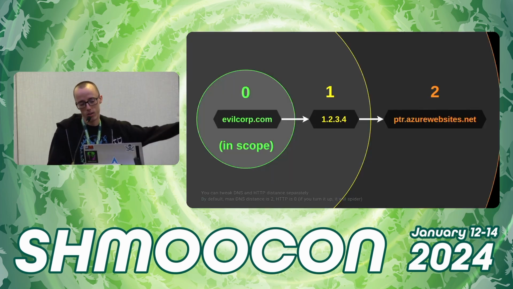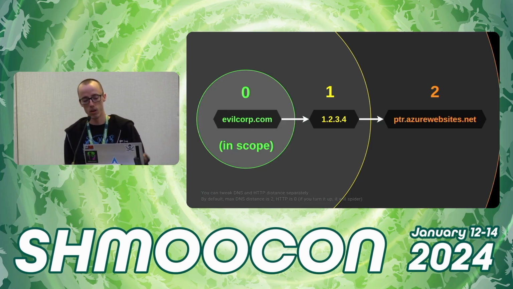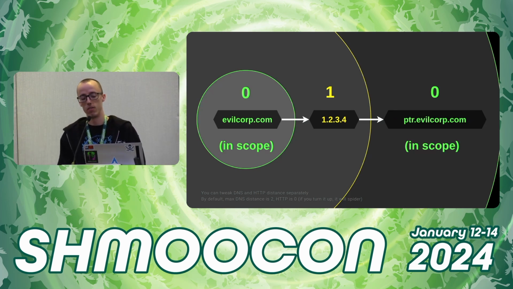So here's a graphic showing the concept of scope distance. We have our target in green, evilcorp.com, scope distance of 0, meaning it's in scope. We have that resolving to an IP address, which is 1 hop away, so scope distance is 1. And then if we had that IP address reverse resolving to a third subdomain, that scope distance is 2. So pretty straightforward. If the pointer resolved to an in-scope subdomain of evilcorp.com, it would go back to 0 and reset.